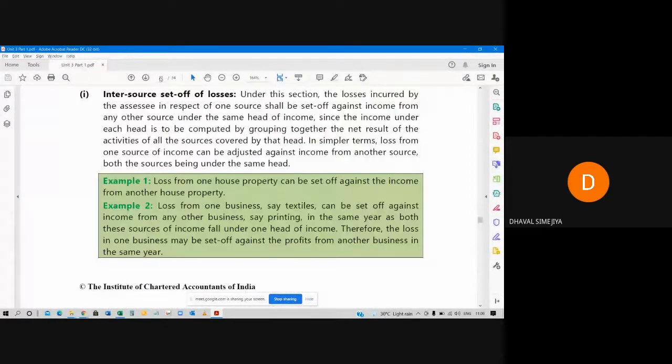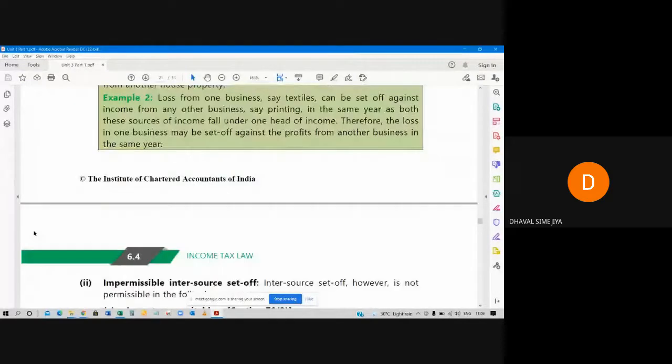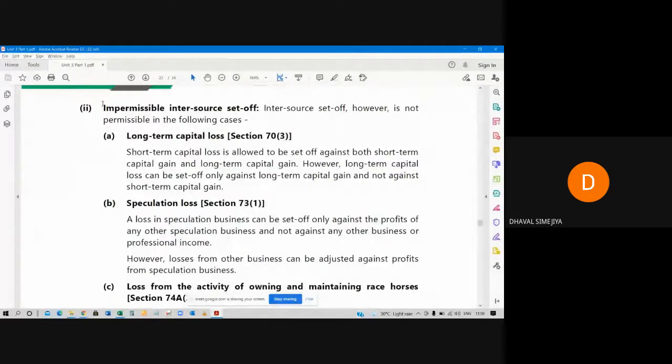Hello. We have completed till this point. Example number 2. Now, there are certain impermissible inter-source set-offs. Impermissible inter-source set-off means you cannot set off this loss with another income. Inter-source set-off, however, is not permissible in the following cases.